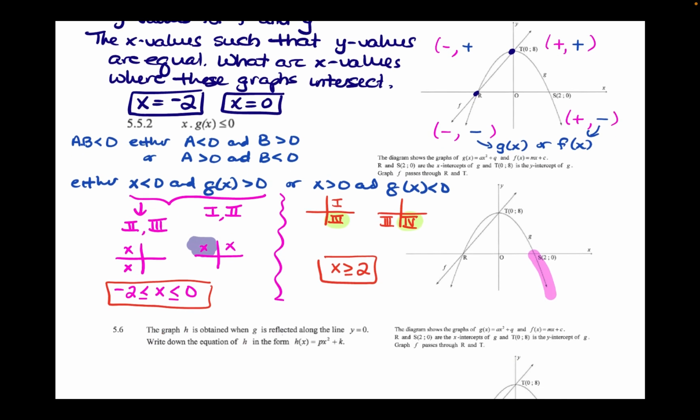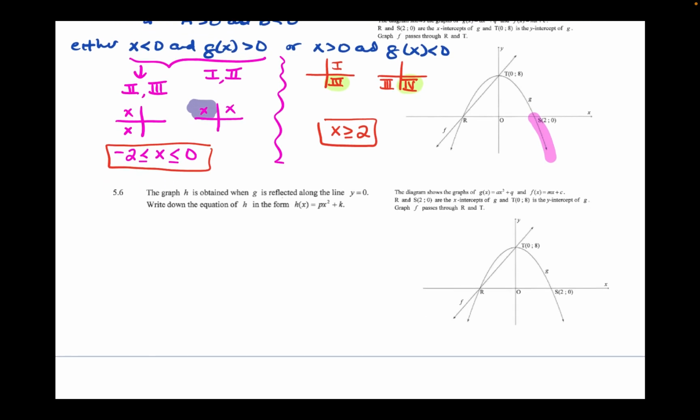Okay, let's look at 5.6. The graph H is obtained when g is reflected along the line y equals 0. That is the x-axis. Write down the equation of H in the form of h of x is equal to p times x squared plus k. Well, if I reflect g of x over the line y equals 0, it will look like that, and that 0, 8 becomes 0, -8, and it's exactly the same width as g of x was.